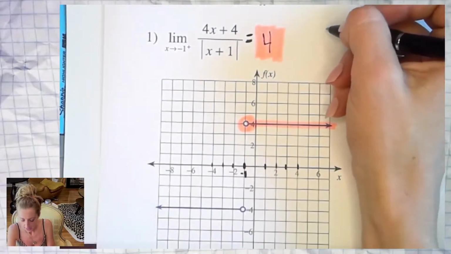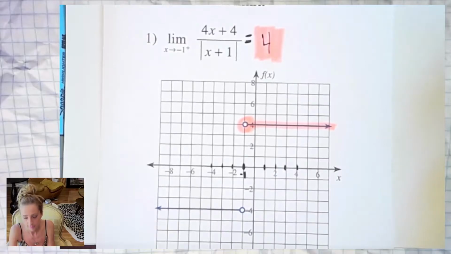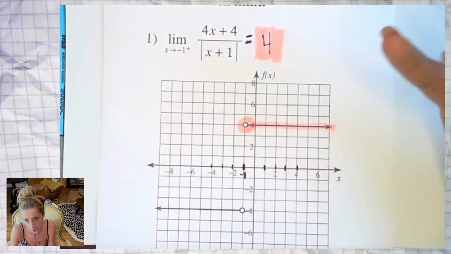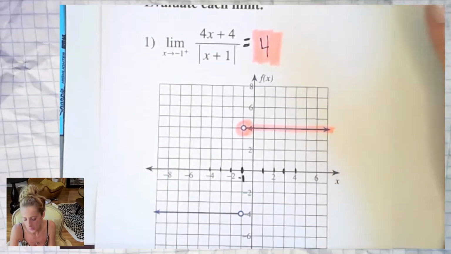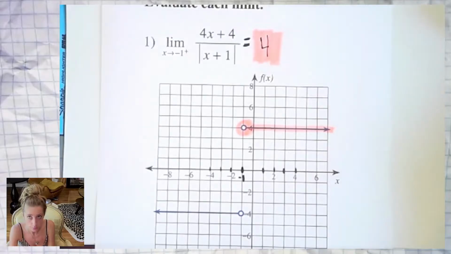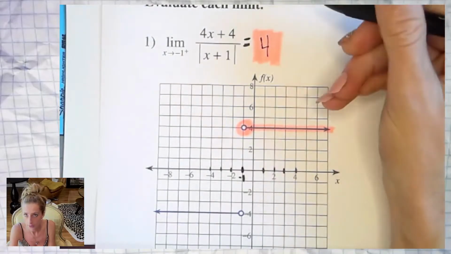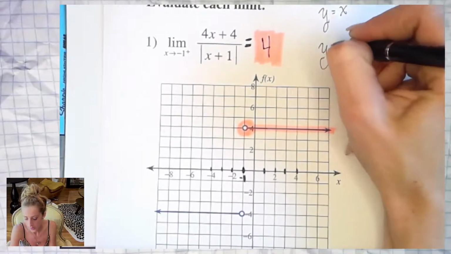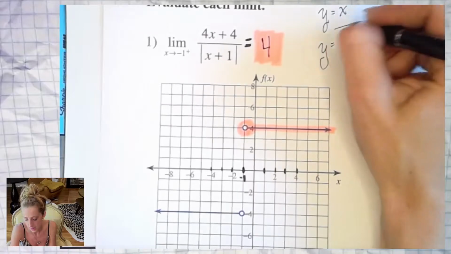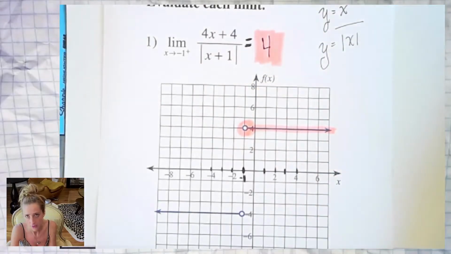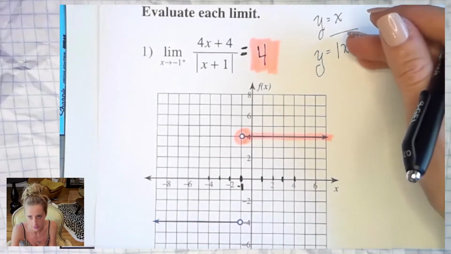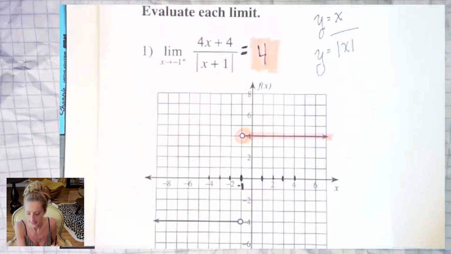Now, is there a way to do this one without the graph? Yes. We can learn about this new, I like to call it a parent function. It's really the quotient of two parent functions, where one of the functions is just y equals x, a linear, and the other one is y equals the absolute value of x, and we are dividing those. And then from there, we have some shifting and stretching going on, but we're going to save that conversation for a different day. So let's look at the second example.